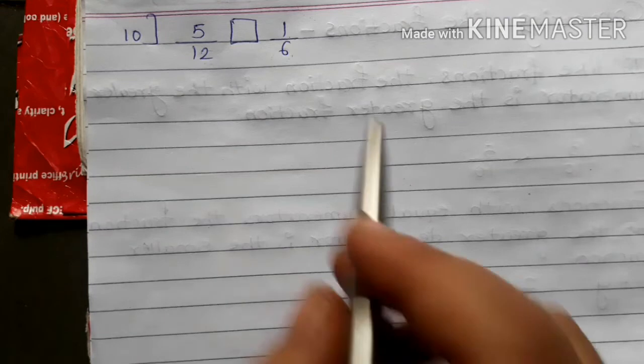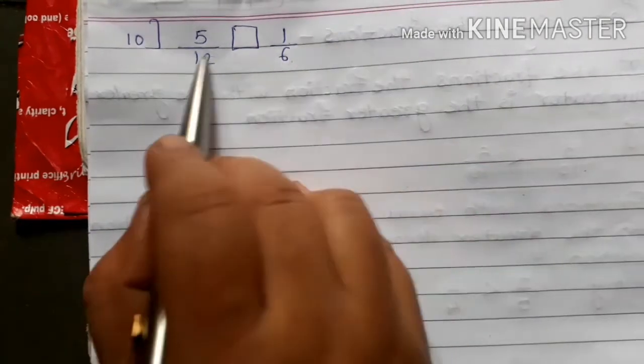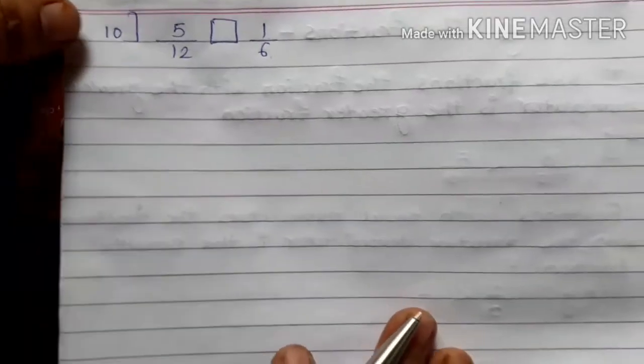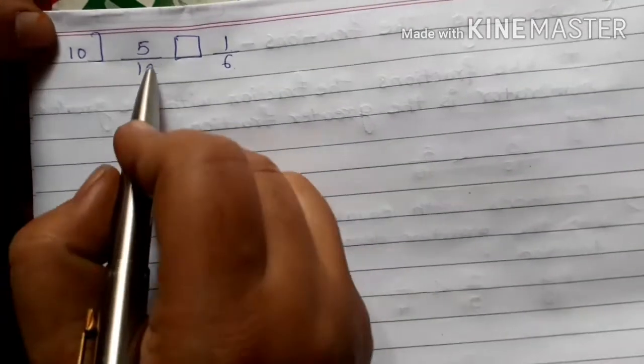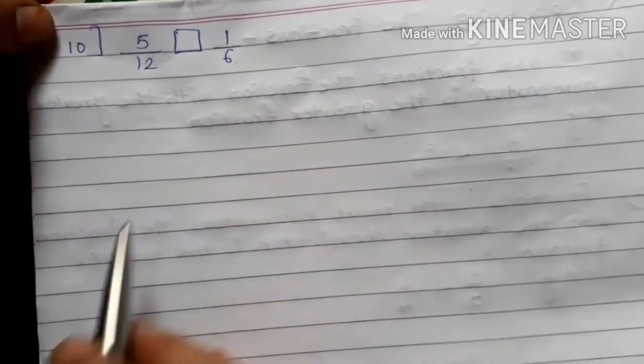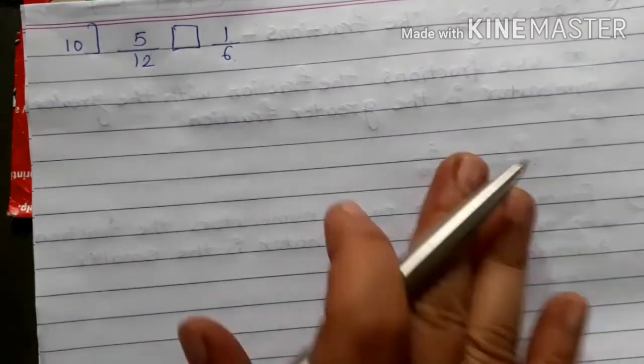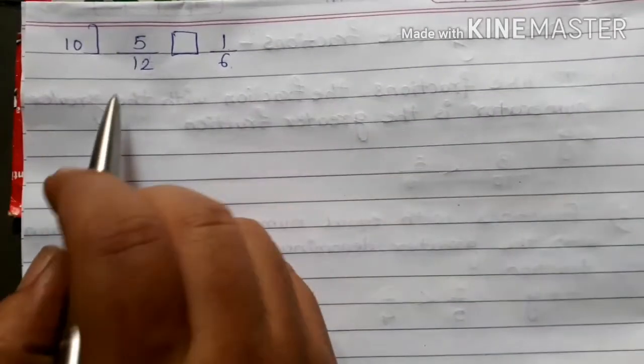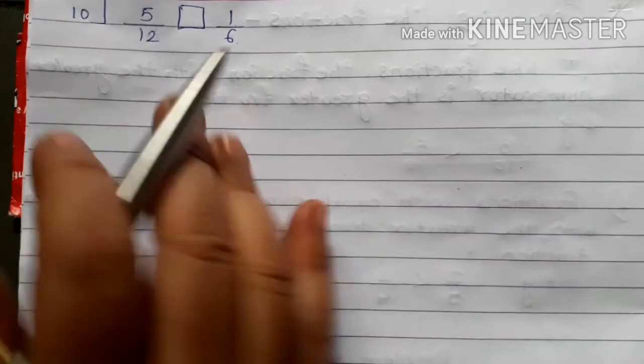Yes, how to make it? So here we have to make the denominator equal. We have to make the denominator same. But how to make it? See here. Here is 12. Here is 6. Now, is 12 in the table of 6? No. Now, is 12 in the table of 6? Yes. 6 2s are 12.